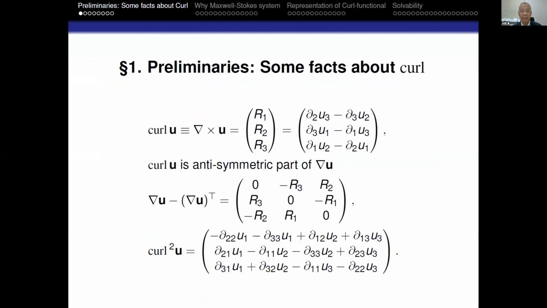Okay, let me start with the known facts about curl. Given a vector field U with components U1, U2, U3, you know that curl of U is the anti-symmetric part of grad U. That means that if you only control curl of U, you cannot control the gradient, so you do not have any compactness. And many times we use the second order operator curl curl U, or you write curl squared U. And this operator is degenerate.